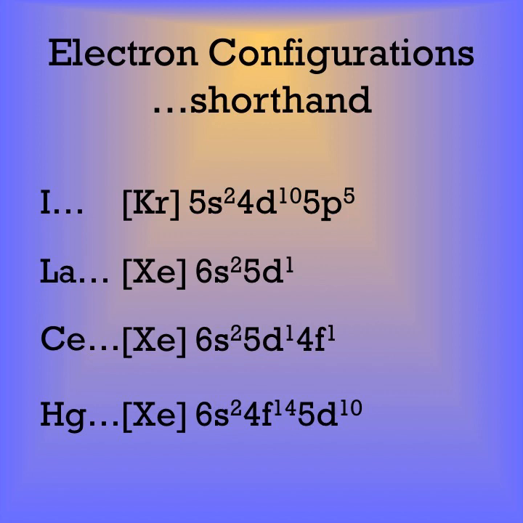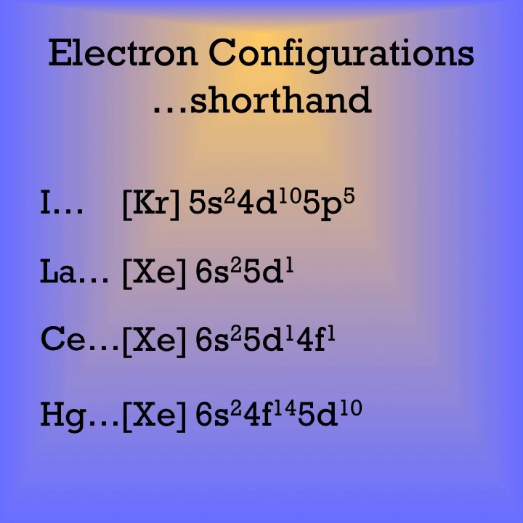And then cerium is the beginning of 4f, because the f's will be two less than their period number. Again, the f sublevel will always be two less than their period number. So cerium is the beginning of 4F, and thorium is the beginning of 5F. Because we're looking at cerium, we only put 1 into the 4F. And therefore you see it is Xe in brackets, 6S2, 5D1, 4F1.